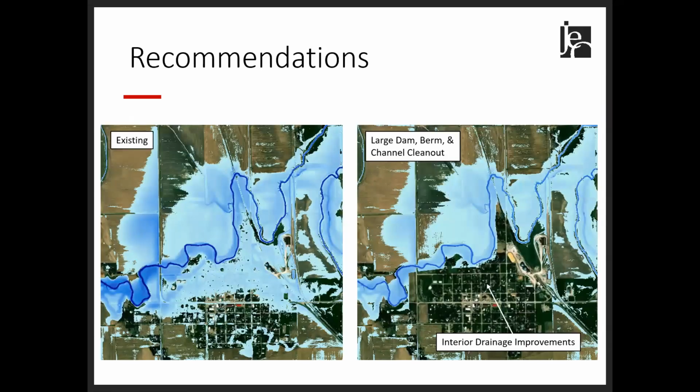So this graphic shows the before, the existing conditions model, and the proposed conditions with the preferred alternative. As you can see on the right, virtually zero flooding in North Loup with the combination of the large dam, the berm, channel cleanout, and the interior drainage improvements.